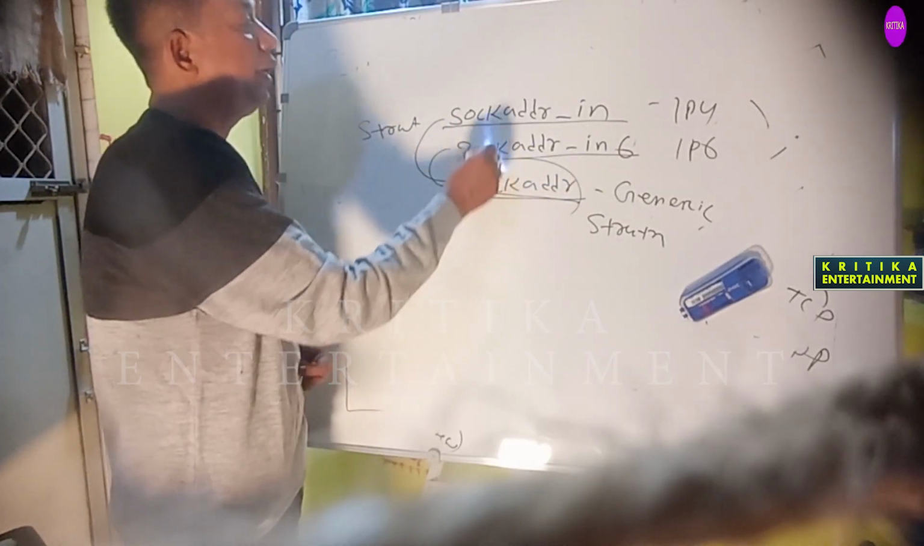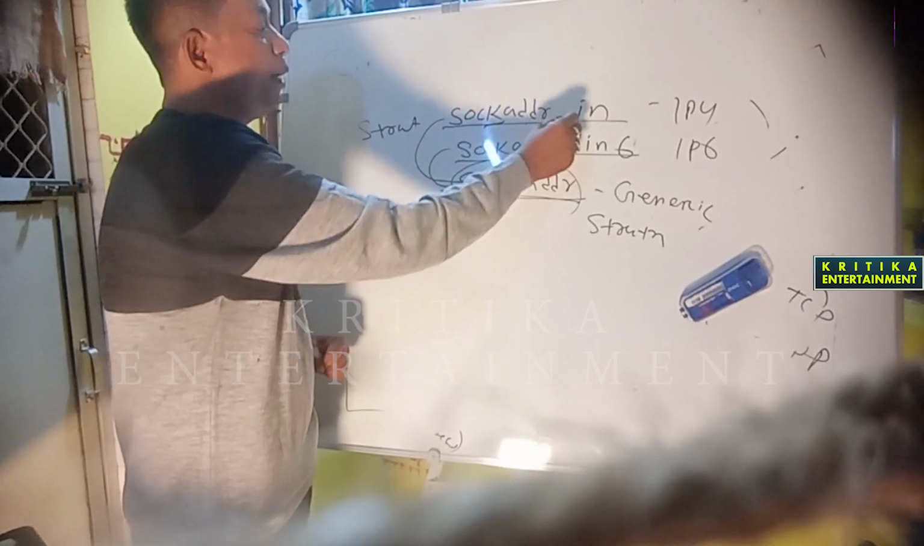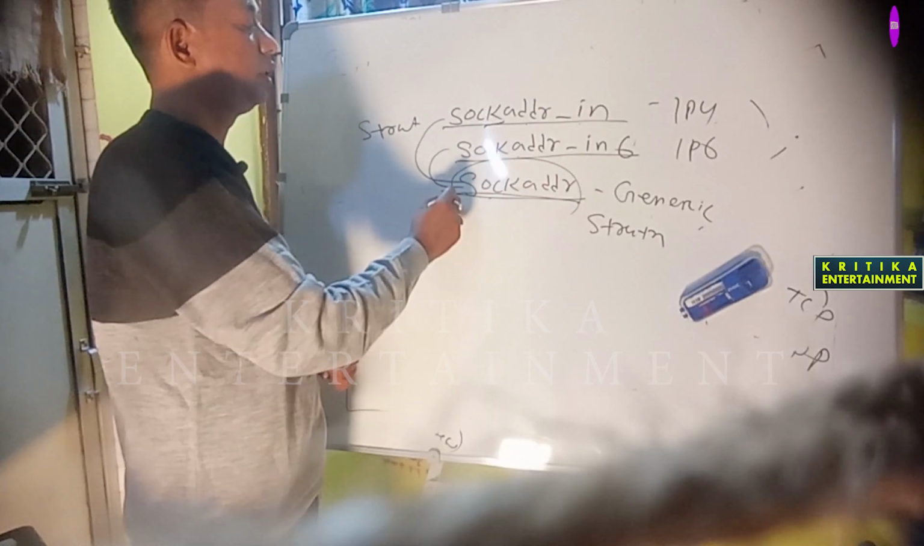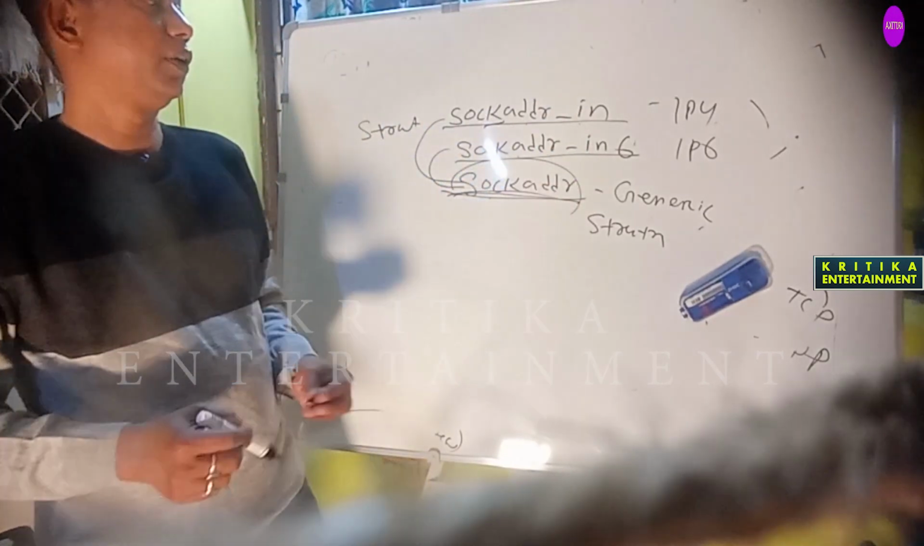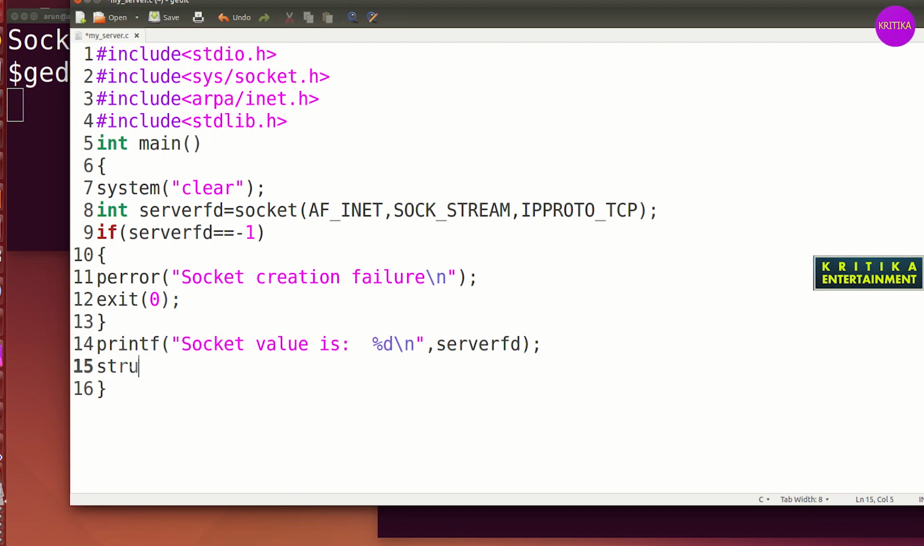So it can be cast to this type, sockaddr_in type, and sockaddr_in6 type. So this is called sockaddr. Okay, it is generic. But in my program, how do I declare it? I'll write struct sockaddr_in. I'll declare both server and client.